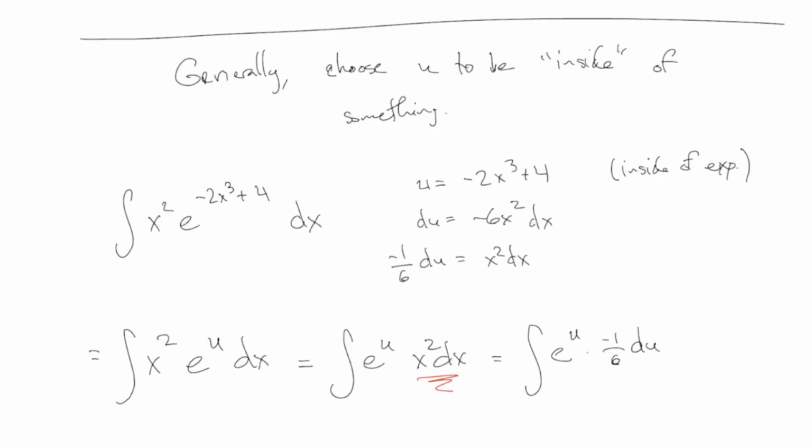And then, as usual, I'm going to pull the constant out of the integral sign. And then my substituting and simplifying will be complete. Negative 1/6 e to the u du. All nicely substituted in terms of u's. All right? How do we continue?